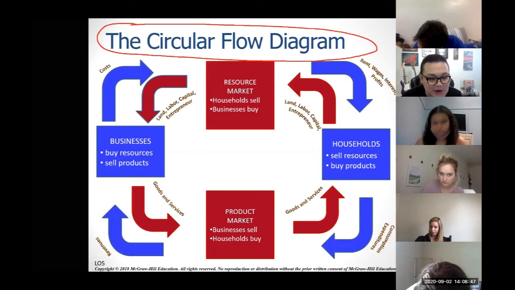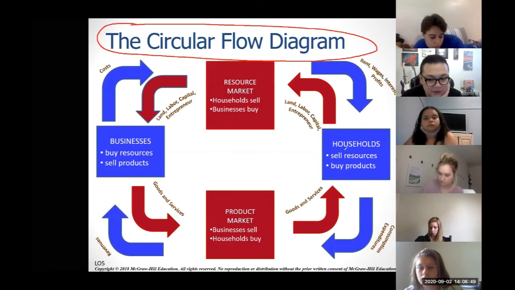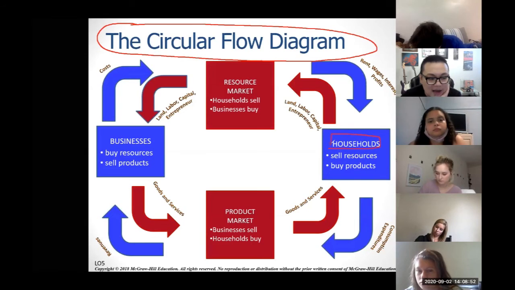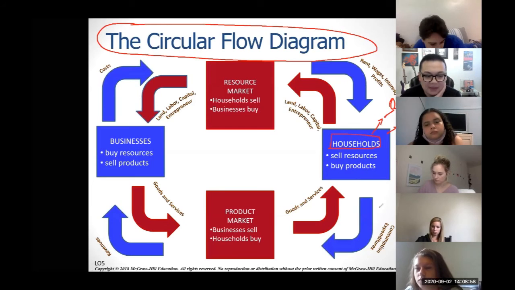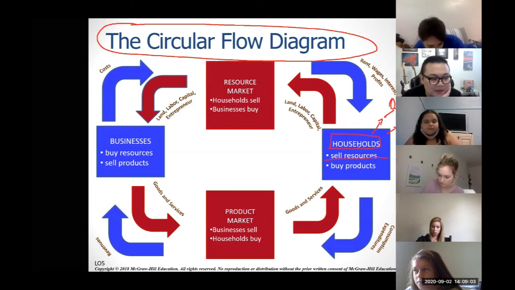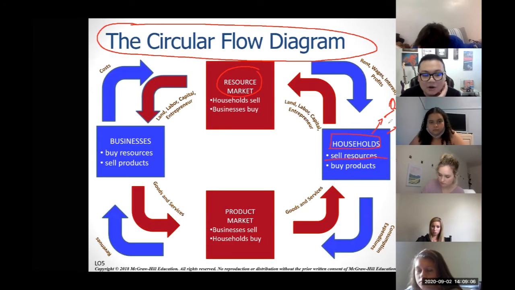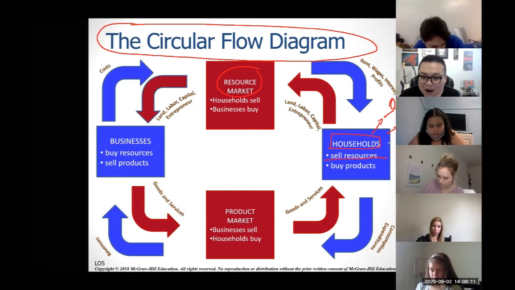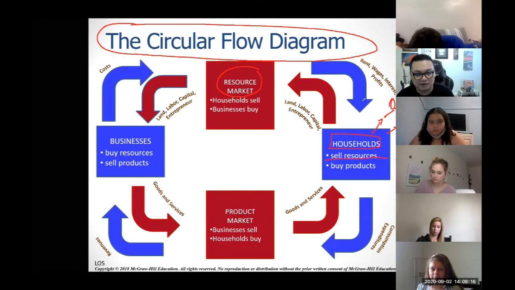There are two types of groups. The first one is household. The households are individuals, this is people. So what do people do? They sell the resource on the resource market. As we mentioned before, in the market system, all the resources are privately owned. So the household owns all the resources, and they sell the resources on the resource market. And the resources the household sells are right here.